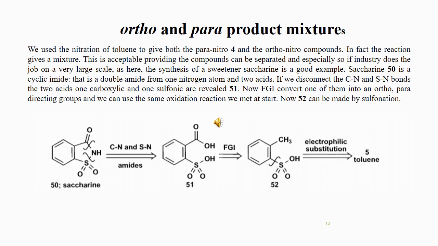like in the synthesis of a sweetener, saccharine. That is a good example for that. Saccharine, compound 50, is a cyclic imide, that is a double amide from one nitrogen atom and two acids.